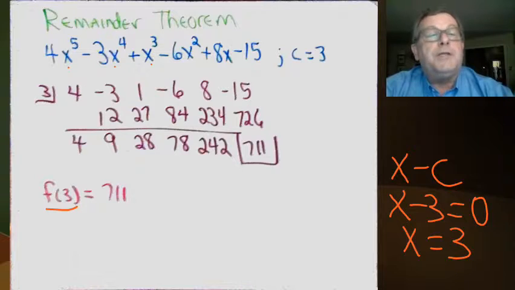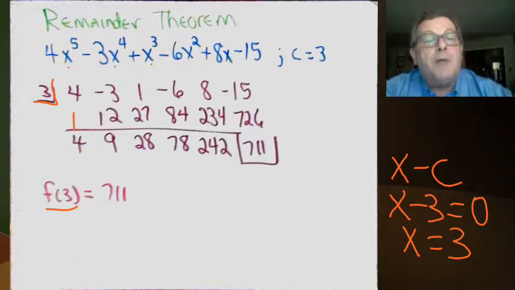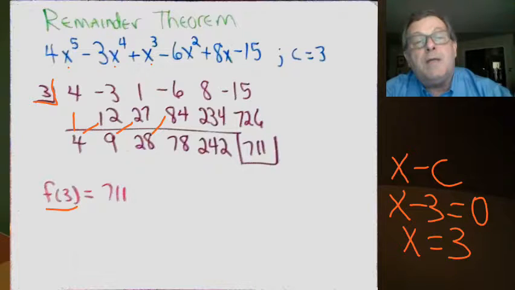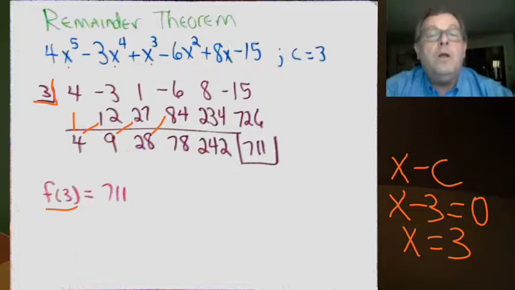So let's do our division. We've got 3 in the box. We'll drop down our 4, and put our coefficients in: 4, minus 3, 1, minus 6, 8, minus 15. Drop down the 4. 3 times 4 is 12. Minus 3 plus 12 is 9. 9 times 3 is 27. 1 plus 27 is 28. 3 times 28 is 84. Minus 6 plus 84 is 78.